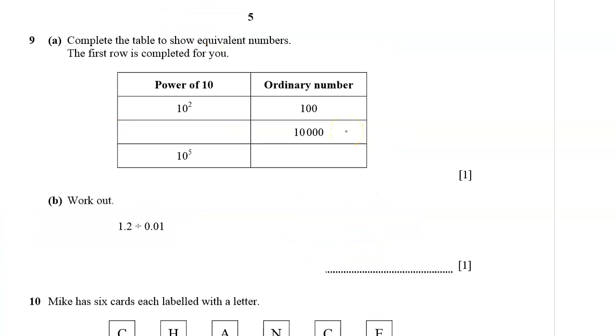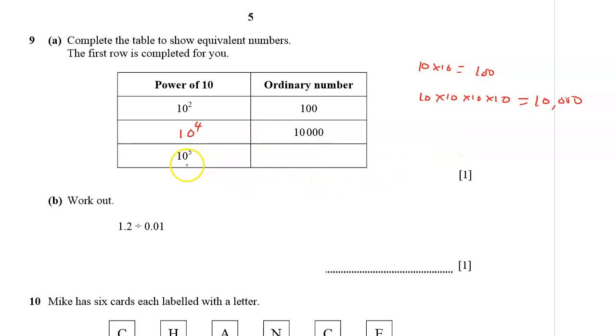Number 9, A. Complete the table to show equivalent numbers. The first row is completed for you. So powers of 10, ordinary number is this. So 10 squared basically means 10 times 10. And 10 times 10 is 100, what we get here. So this number is how many tens? 1, 2, 3, 4. So this is 10 times 10 times 10 times 10. 4 tens will give us 10,000. Therefore, this number here is 10 raised to power 4 because they are 1, 2, 3, 4.